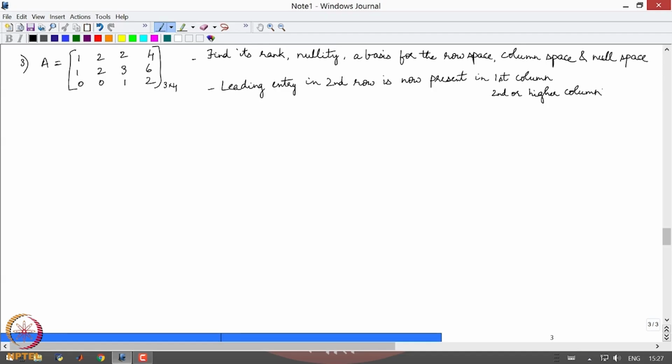So, what we have to do is we should make this value 0. So, how can we make this 0? We will do the following matrix operation. I will take R2 and replace it by R2 minus R1. R2 is nothing but row 2 and R1 is row 1. So, what will I get? I will get something like this.